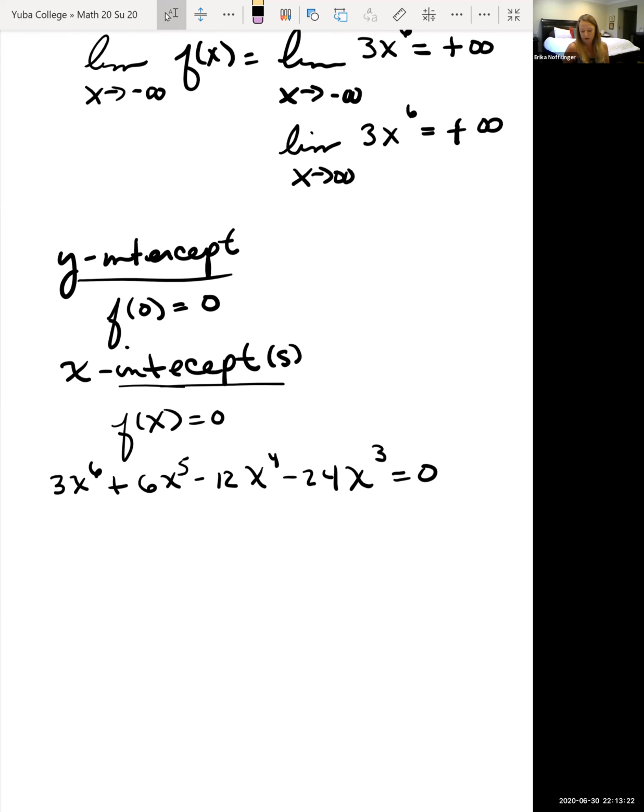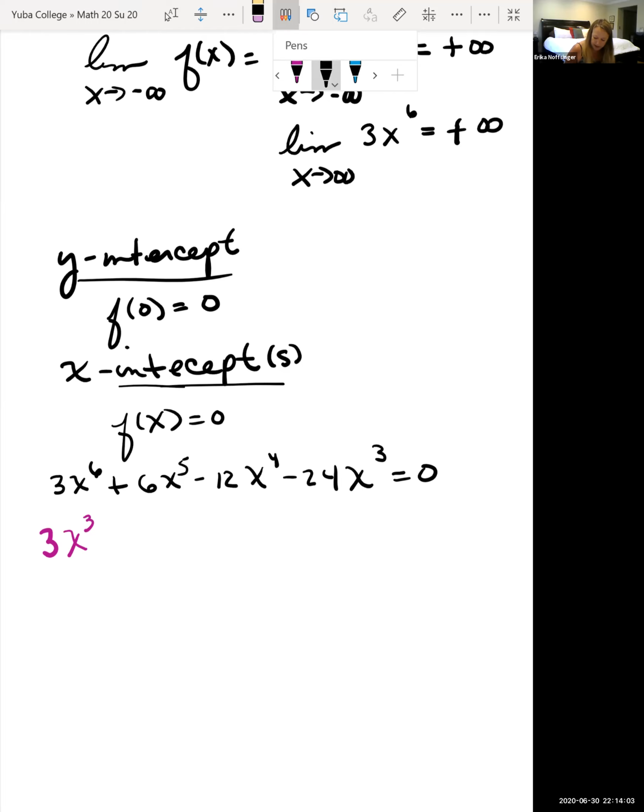First thing when factoring is we look at the greatest common factor of all 4 terms. Looking at our numbers in front, 3, 6, -12, and -24, the largest number that divides into all 4 of those numbers is 3. So we can factor out a 3. And looking at our variables x to the 6th, x to the 5th, x to the 4th, x cubed, they all have x in them. The most x's they all have in common are 3 of them, so we can pull out an x cubed.